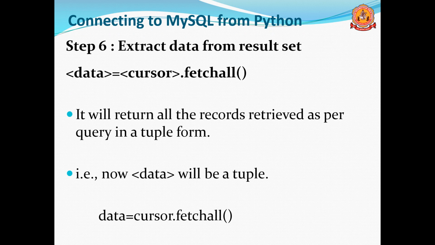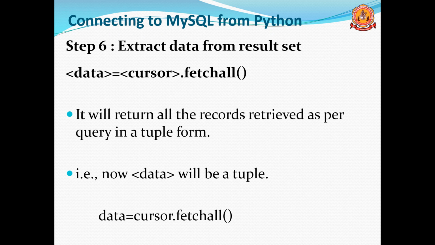data is equal to cursor.fetchall(). Here, data is an object, any variable, and cursor means the cursor object. It will return all records retrieved as per the query in tuple form. Whenever you retrieve data, for example with select star, all the table data will be retrieved. Whichever data is stored in the cursor object, all of it can be fetched and will be displayed in the form of tuples.